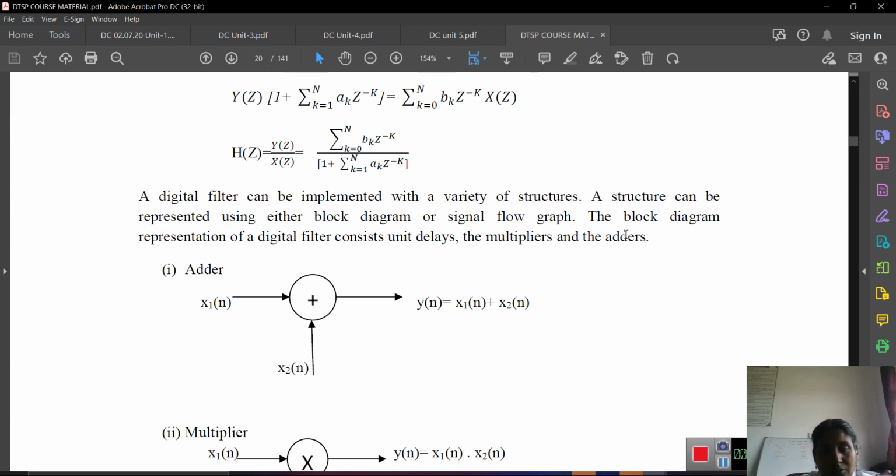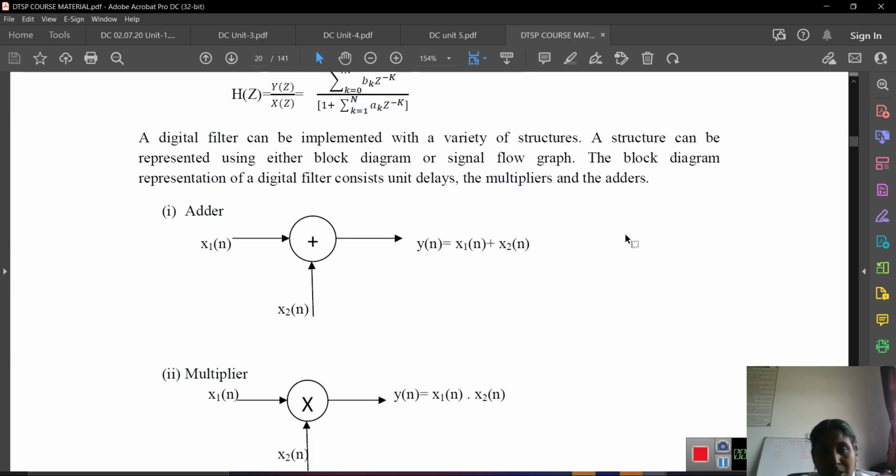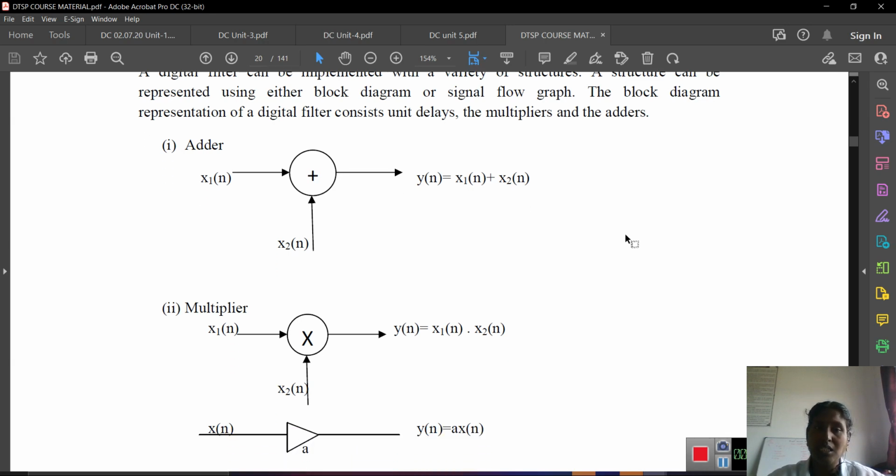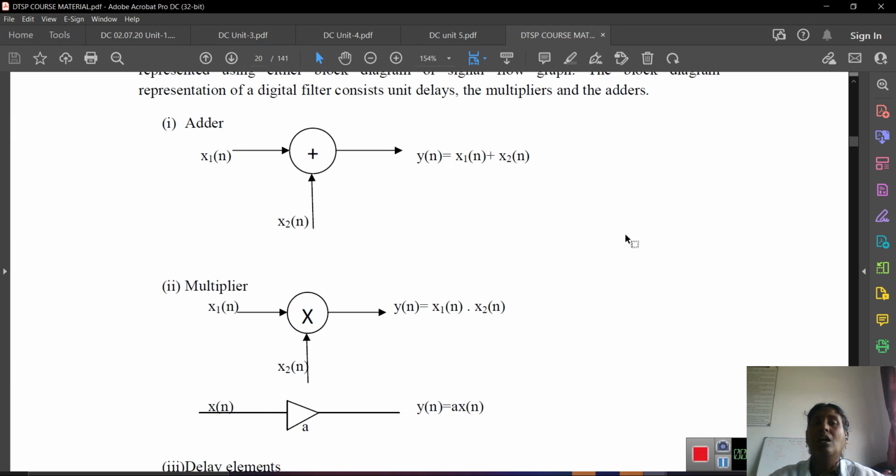Then a digital filter can be implemented with a variety of structures. A structure can be represented using either a block diagram or a signal flow graph. The block diagram representation of a digital filter consists of unit delays, multipliers and adders. Now we see the elements one by one. Adder: y of n equals x1 of n plus x2 of n.